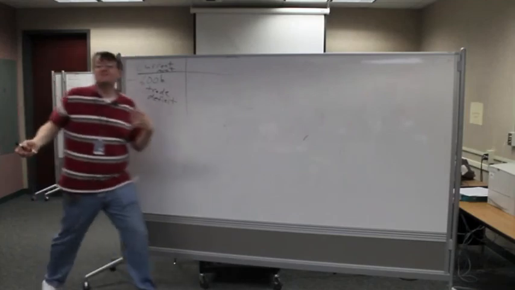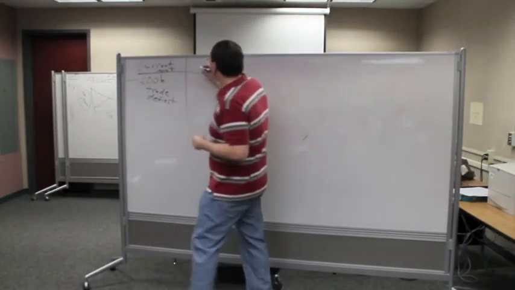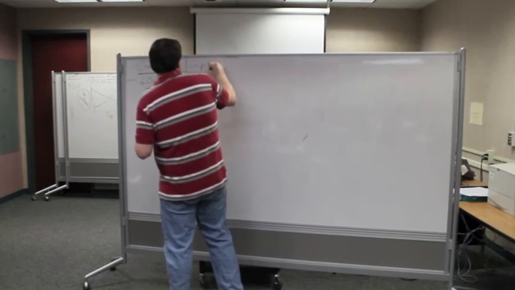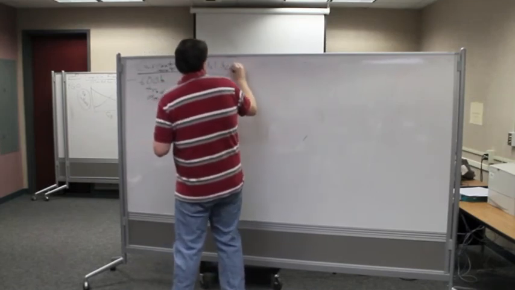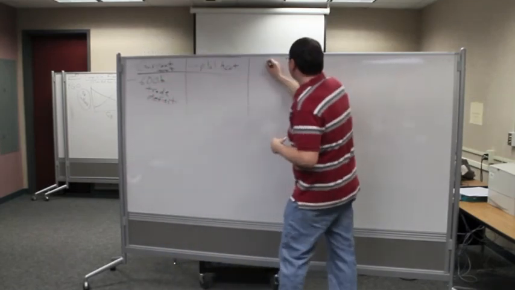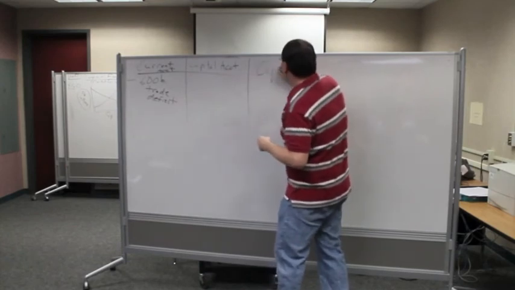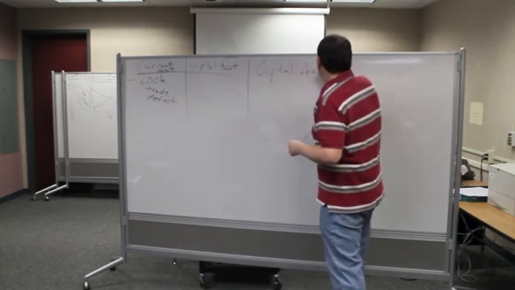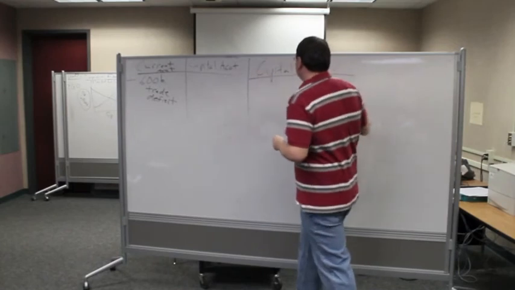So here's the current account. But the current account is balanced out by something we call the capital account. Now, the capital account doesn't measure where the money goes. It measures where the resources go.